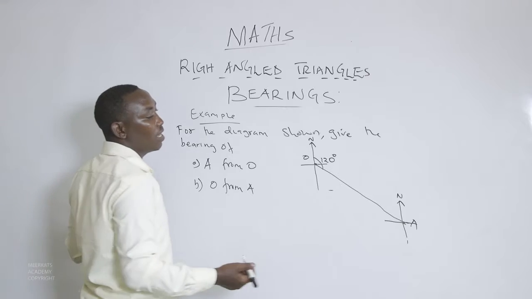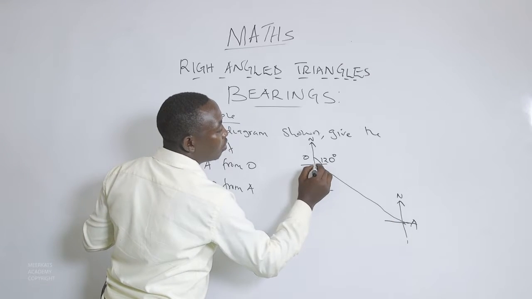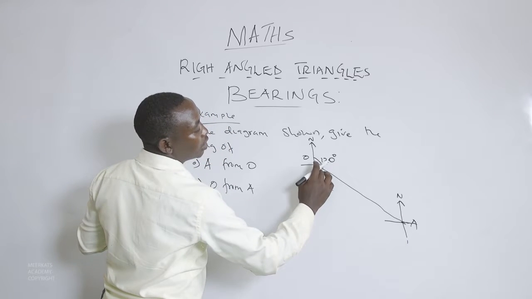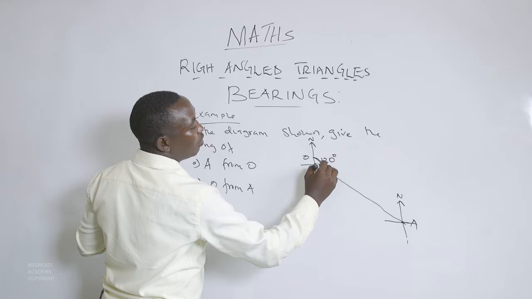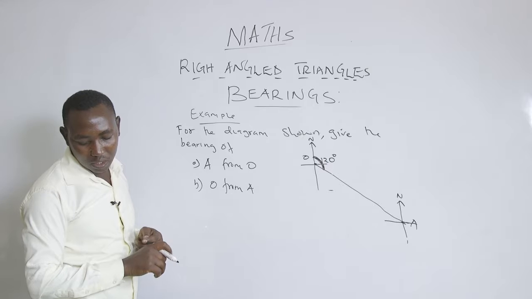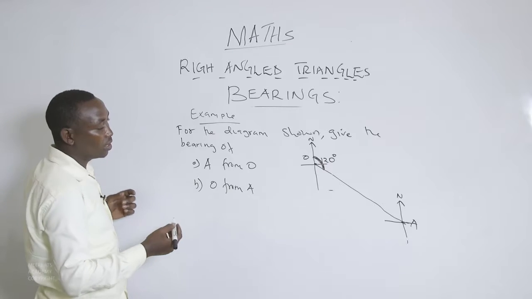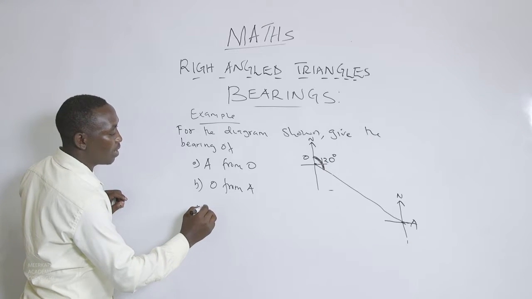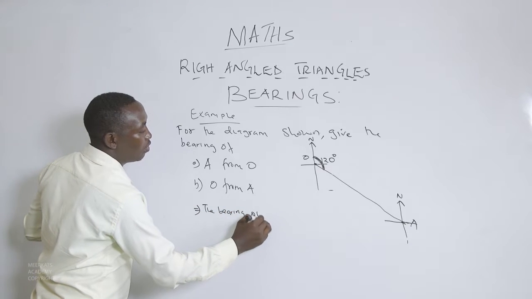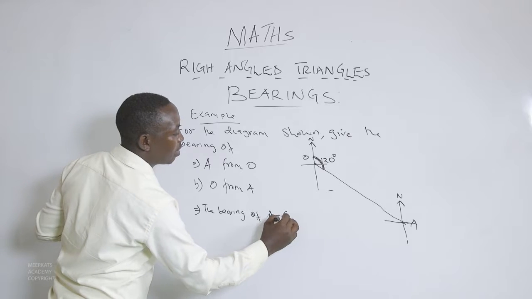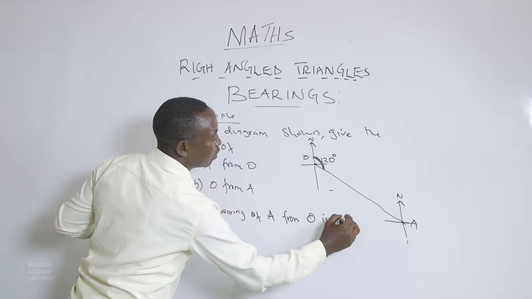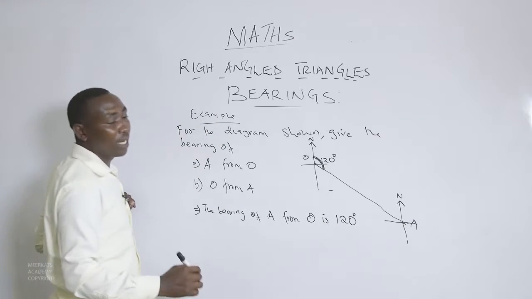So that is very clear that from point O, the bearing of A from point O will be the whole of this particular angle, which we have already been given, and that is 120 degrees. So we can say that the bearing of A from point O is 120 degrees.